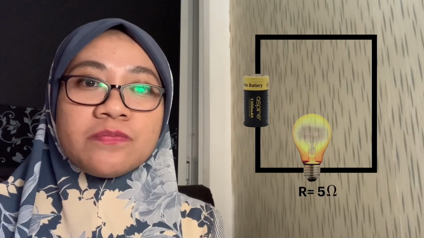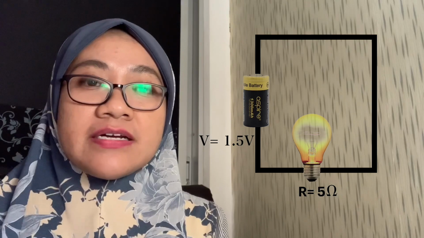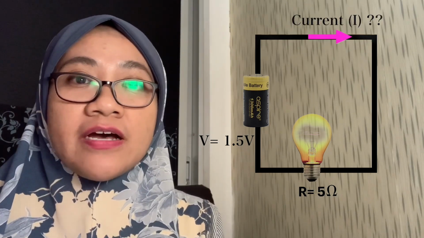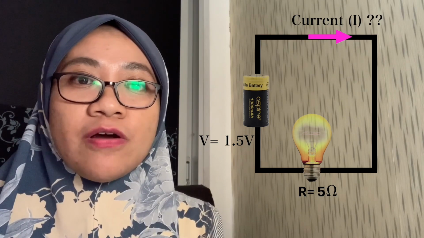When you have a bulb with 5 ohms resistance that receives a voltage of 1.5 volts, calculate the value of current flowing in the bulb.